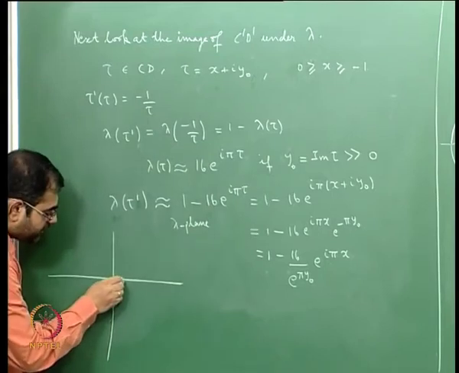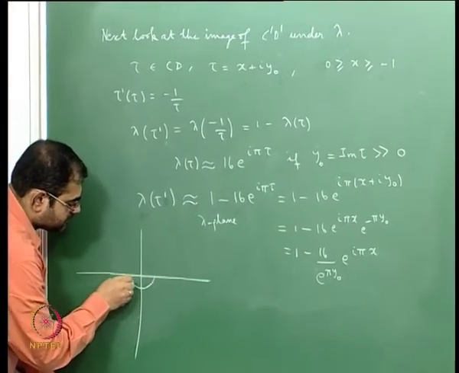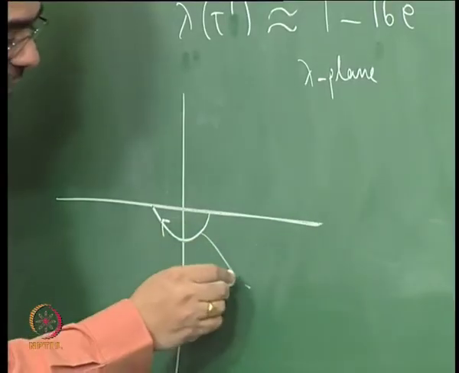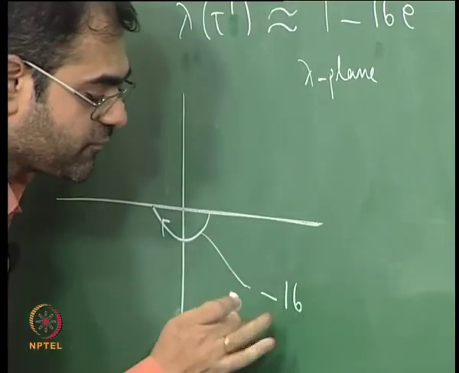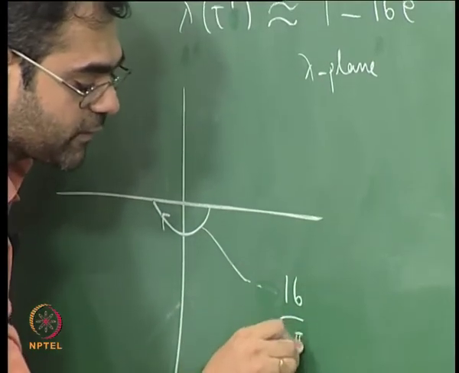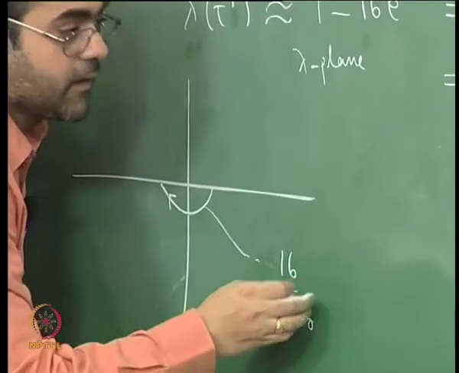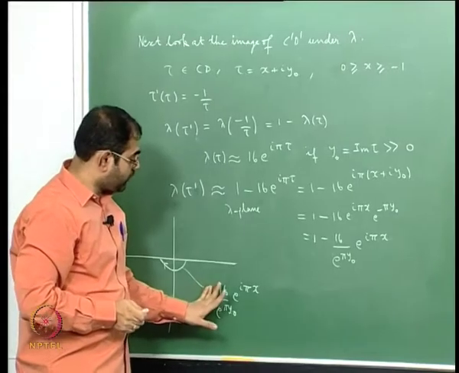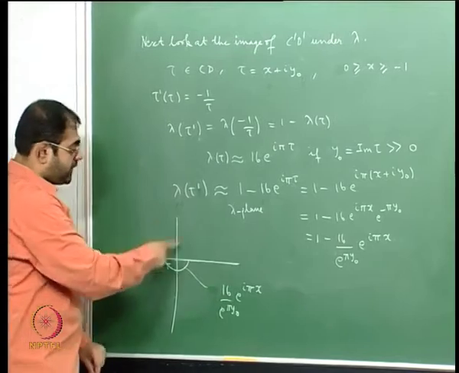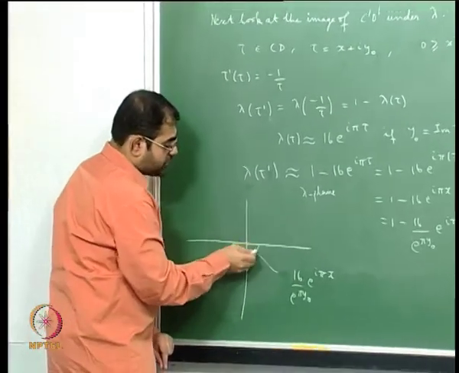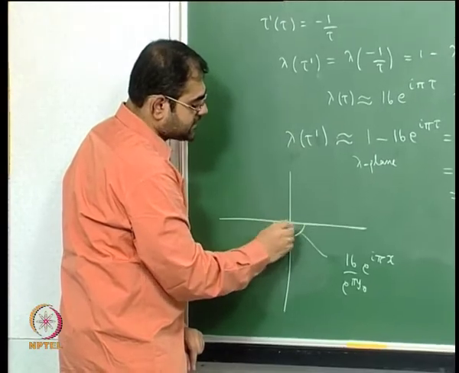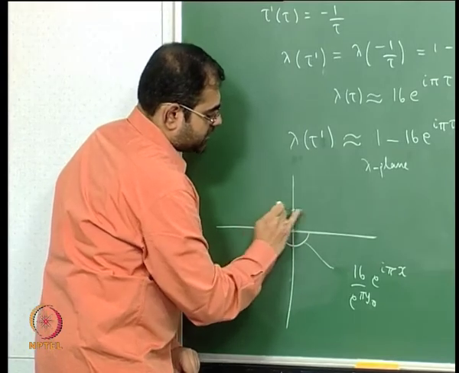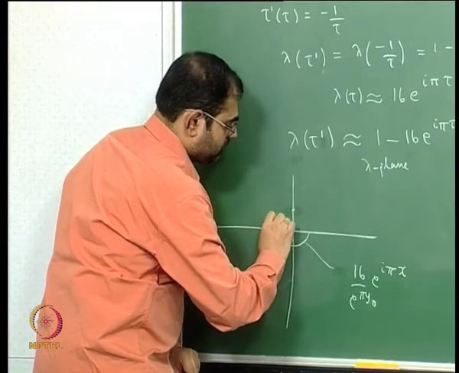So what you will get is a small circle here like this. This is what you will trace if you plot 16 by e power pi y naught times e power i pi x. Now if I want to trace minus of that, then I will have to take the reflection of that about the origin. So essentially what I will trace is this. It's not very neat, but you see I will get this.